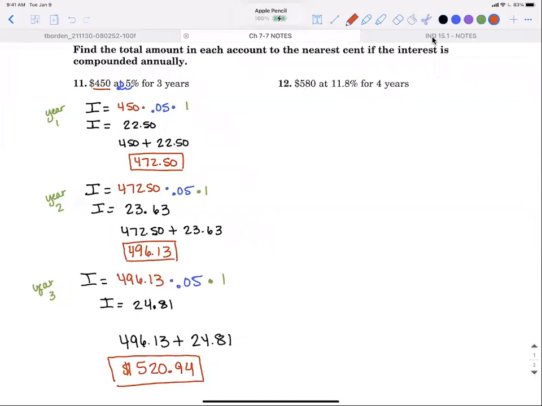All right, so that is simple interest and then compound interest. And remember, in simple interest, make sure you pay attention if it's months or years. And in compound interest, you always use 1 year.